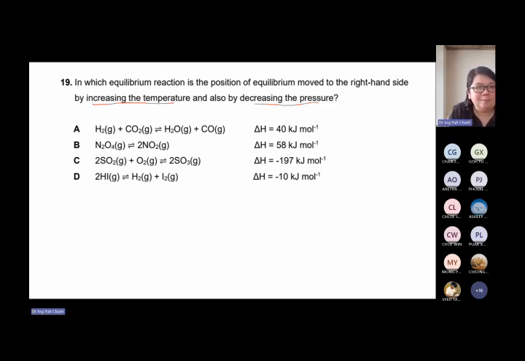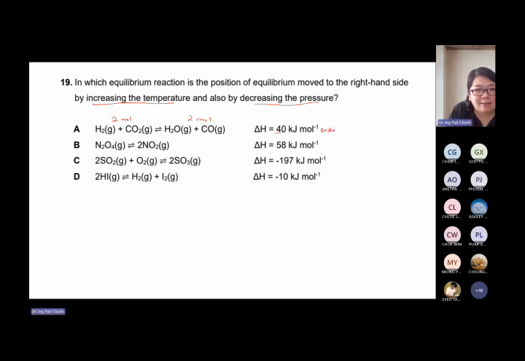So A, H2 and CO2 becoming water and carbon monoxide. Left hand side, 2 moles of gas. Right hand side, also 2 moles of gas. So decreasing the pressure will not change the equilibrium position. But delta H is positive, so it is an endothermic reaction.